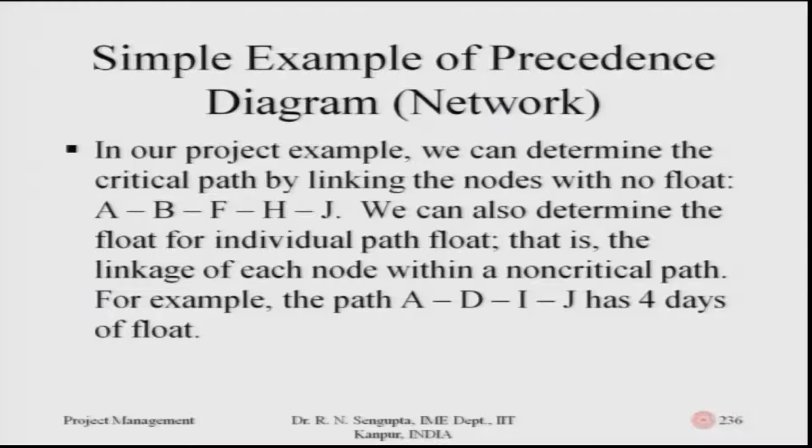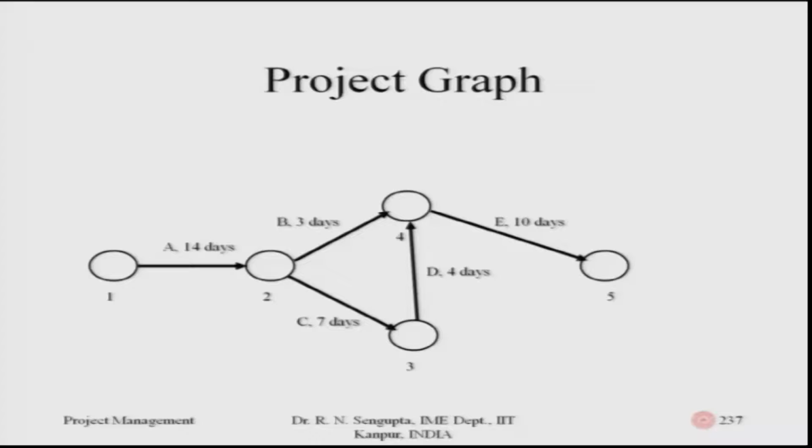For example, if we consider in that diagram which we just discussed, the path A, D, I, J has 4 days of float. That means 4 days can be utilized for trying to readjust in case of emergency or some changes in the activity start and finish has taken place for the sets of activities which are there on the non-critical path. So consider this diagram.